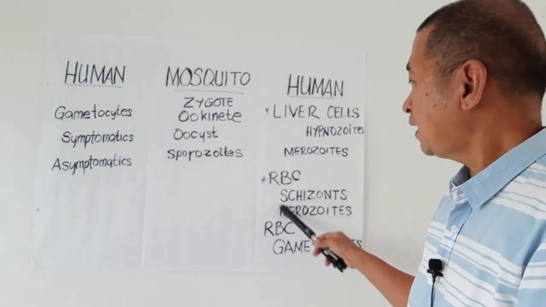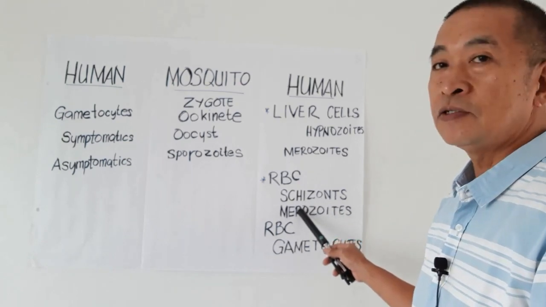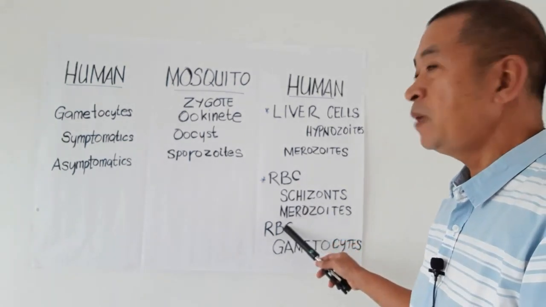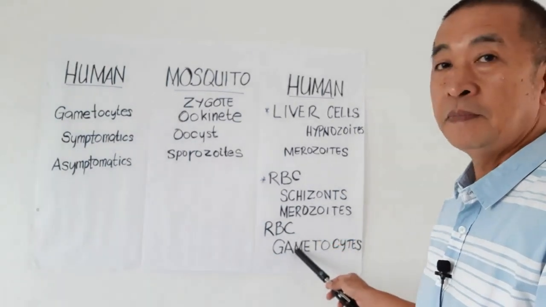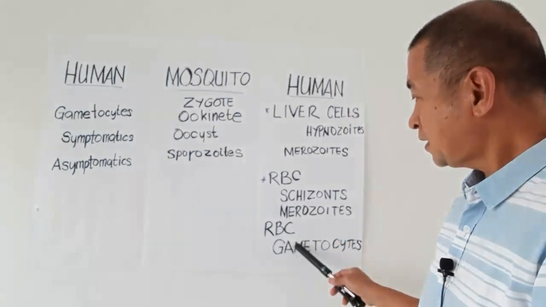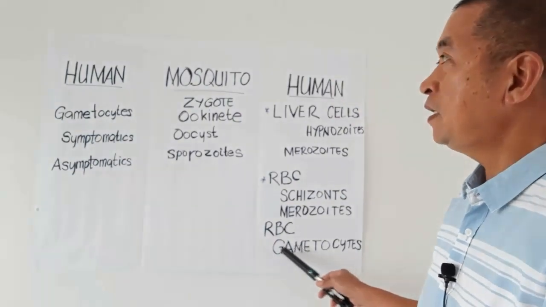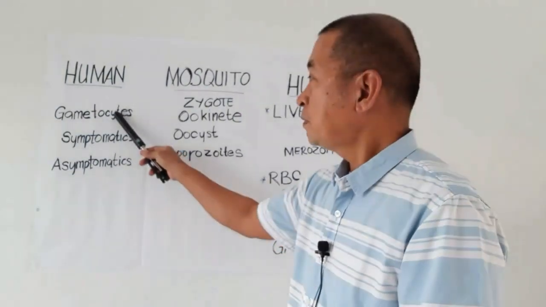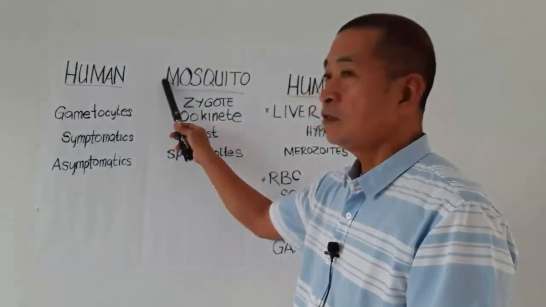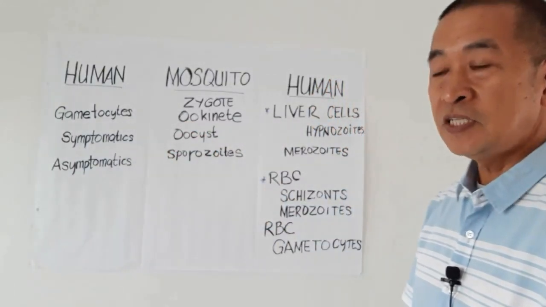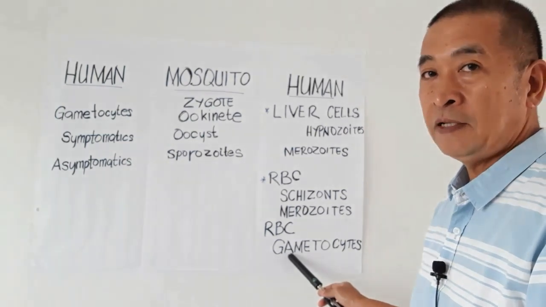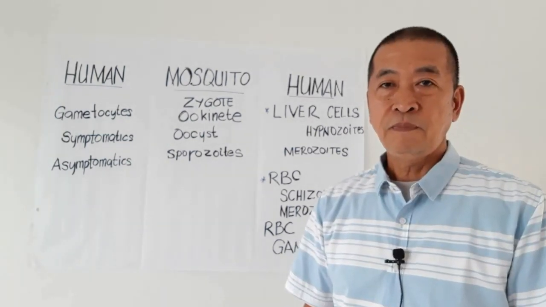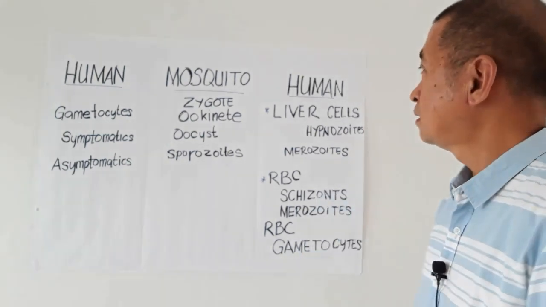After about 3 cycles, some merozoites reinvade red blood cells, but instead of forming merozoites, they will form gametocytes. These gametocytes then will be the stage taken by the mosquito vector when it takes another blood meal.